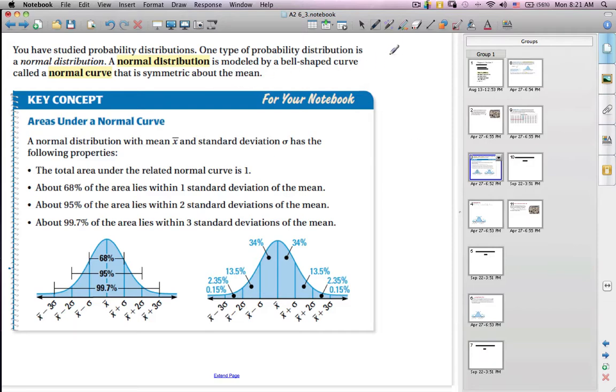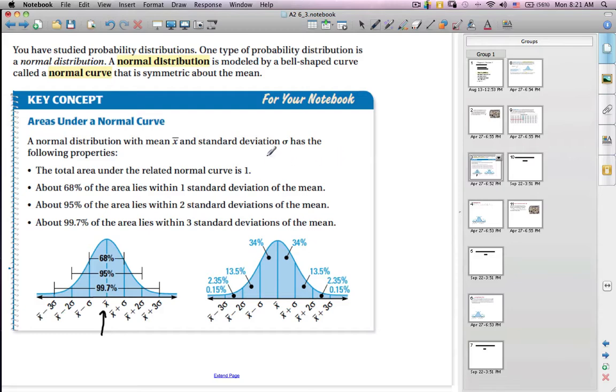We've talked about probability distributions in previous sections, and one type of probability distribution is called a normal distribution. A normal distribution is modeled by the bell-shaped curve. When people talk about grading on a curve, this is what we're talking about. They would fit grades into this kind of curve based on the mean, which is the average score, here in the middle, and the standard deviation. The standard deviation is sort of like the average difference from the mean. It's a long, complicated calculation that we're not going to be doing in this chapter.